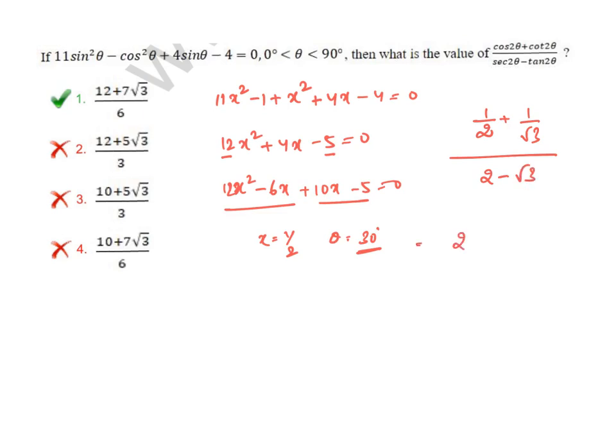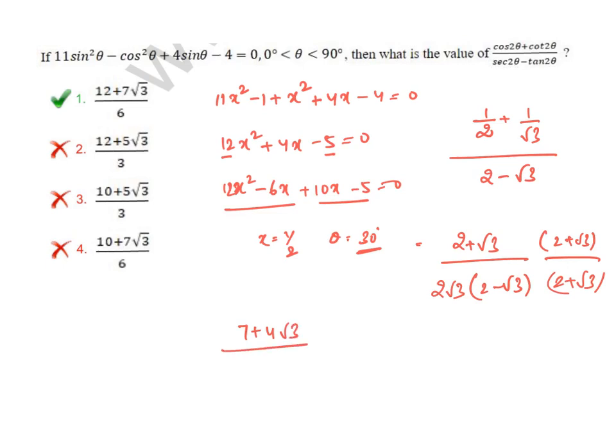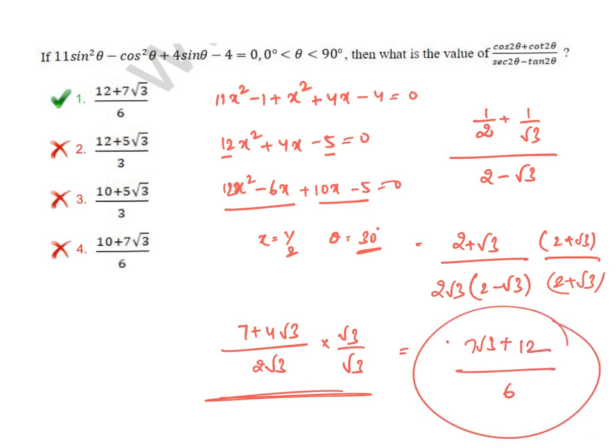Therefore you can say (2 + √3)/(2√3(2 − √3)). Multiply it with (2 + √3)/(2 + √3). Then (2 + √3) whole square is 7 + 4√3. Simplifying, you have 2√3 in the denominator. Multiply it with √3 and √3 to rationalize the denominator. It becomes (7√3 + 12)/6. That's your answer there: (12 + 7√3)/6.